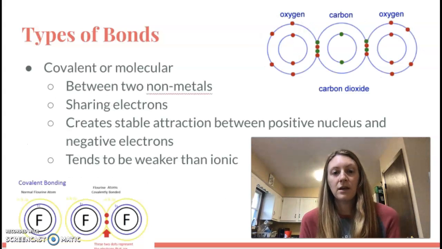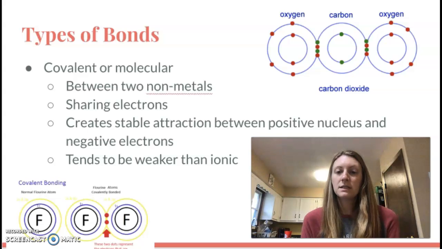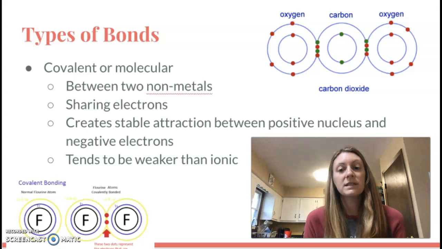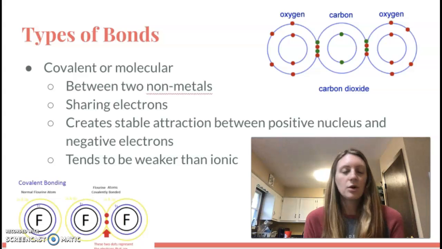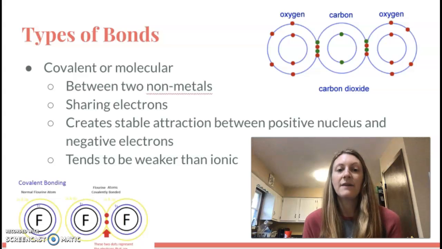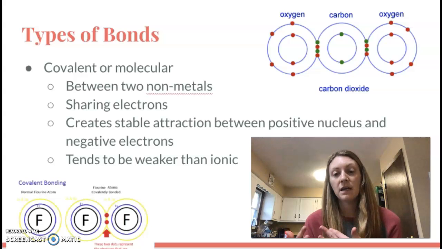Covalent bonds are also called molecular bonds. These are going to be between two nonmetals, and nonmetals, if you remember, are the ones that form anions. So we don't have a positive or a cation in this case. It's all negatives, which is why they have to share the electrons. Instead of being able to exchange, give or take electrons, they have to share them. By sharing, it creates a very stable attraction between positive nuclei and the negative electrons. But these do tend to be weaker than ionic bonds because sharing is a little bit harder to do.